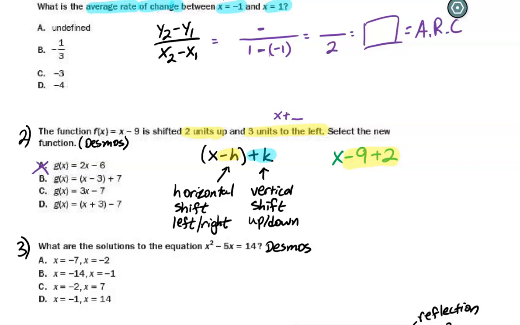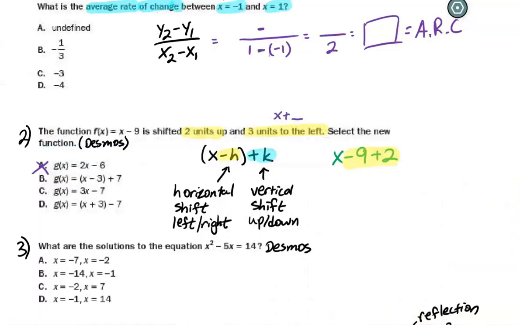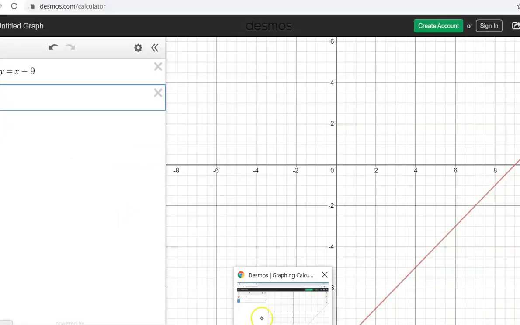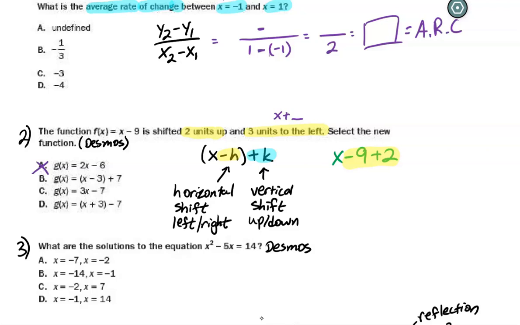Now, you can use Desmos by typing in your equation. Here I have it in red. And then type each of the answer choices. So I'm going to say A, since I already crossed it out. 2x minus 6. Well, that doesn't look like it's shifted up and left. Remember, shifting means it doesn't change shape or direction. It's just the same exact thing, but notice the slope here is different. So that definitely means A is not correct. So you can use that method as well.